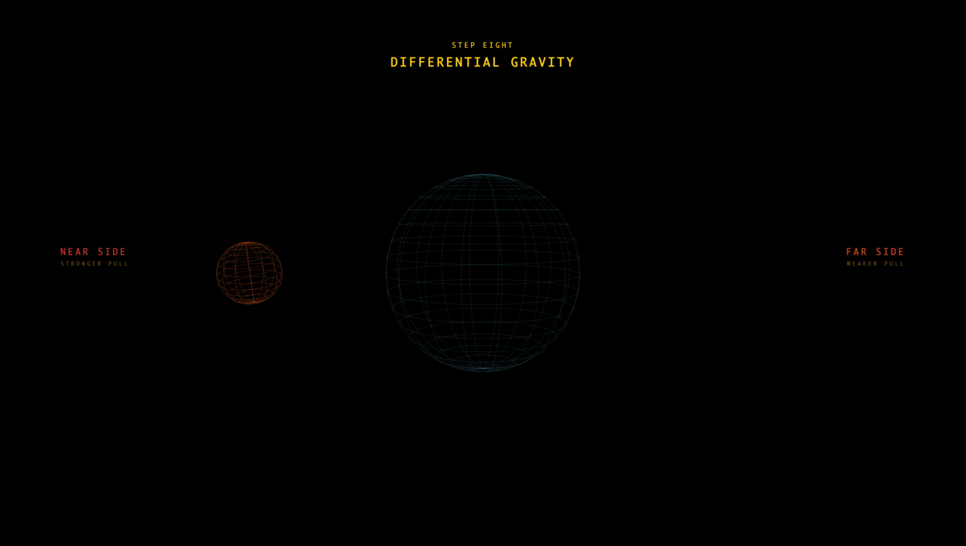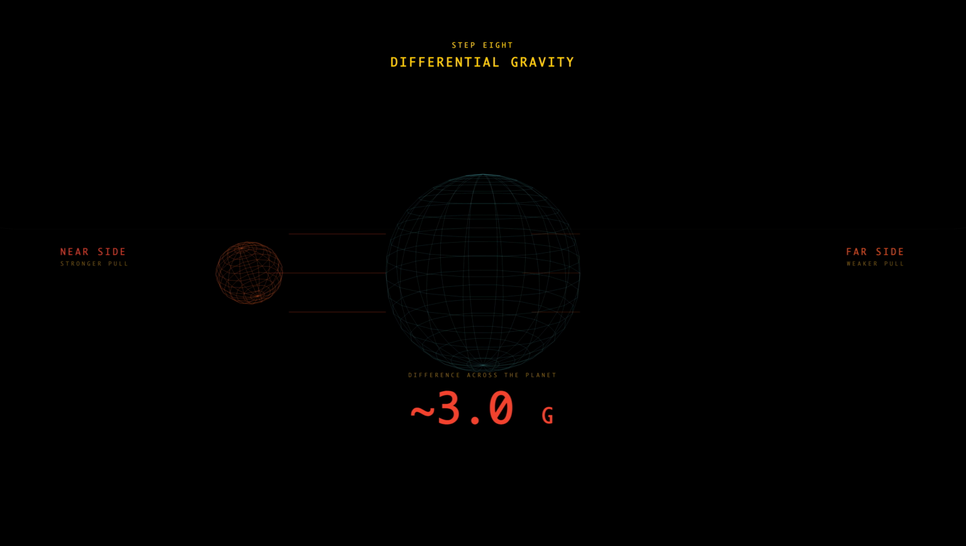The near side of Earth feels stronger pull than the far side. Difference across the planet rises to around 3 g. That is enough to drive extreme tidal deformation in rock, not just water. Lithosphere stress fields reorganize fast. Fault systems that were near critical unlock in clusters. Volcanic plumbing responds to pressure redistribution. The crust is not a rigid shell in this regime. It is a stressed membrane with mountains on it.